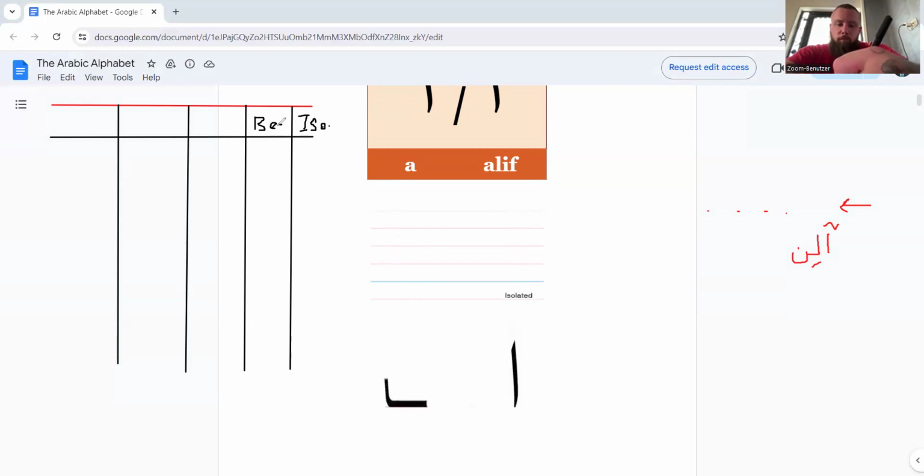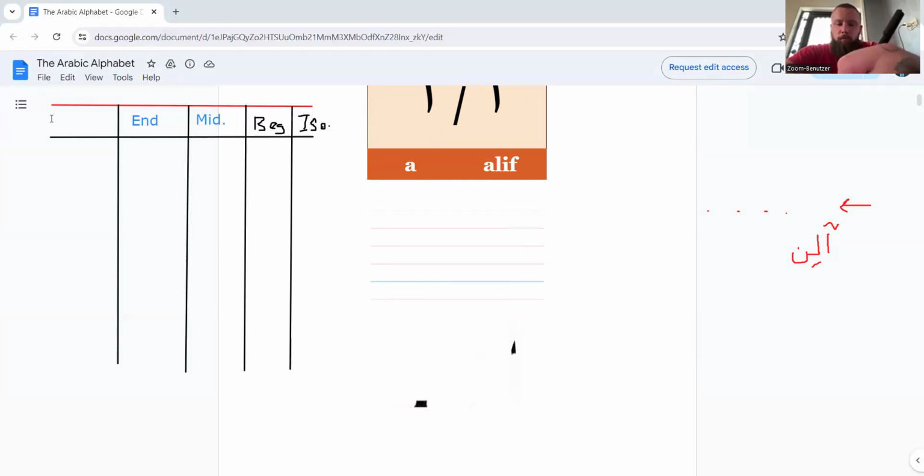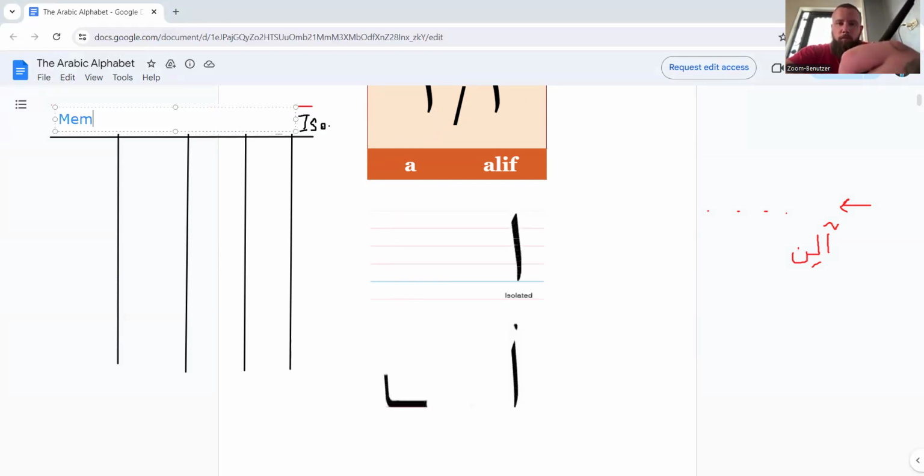We can even use this to make it easier. So middle, or mid. And when it's at the end. Okay, and then we have the memory aid that will help us remember and memorize.